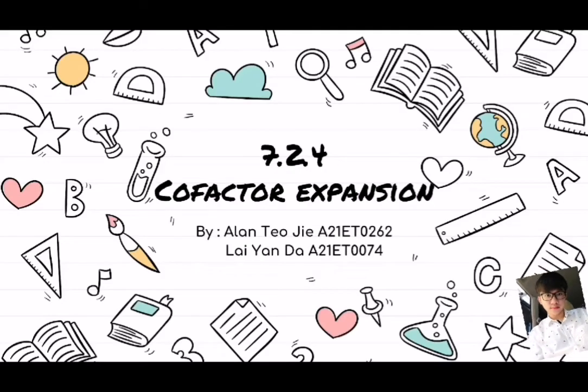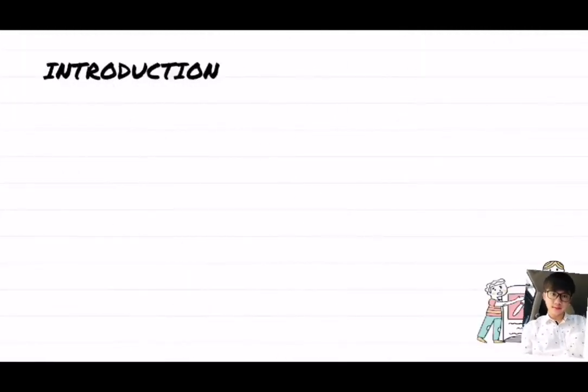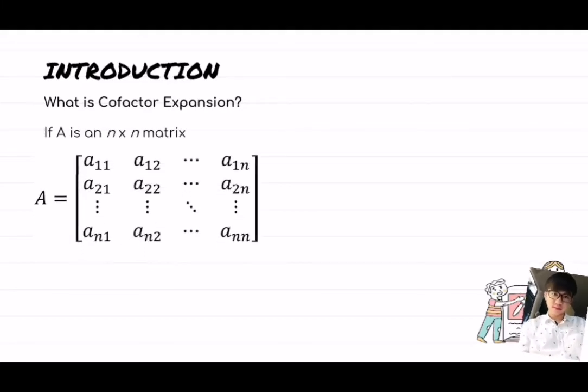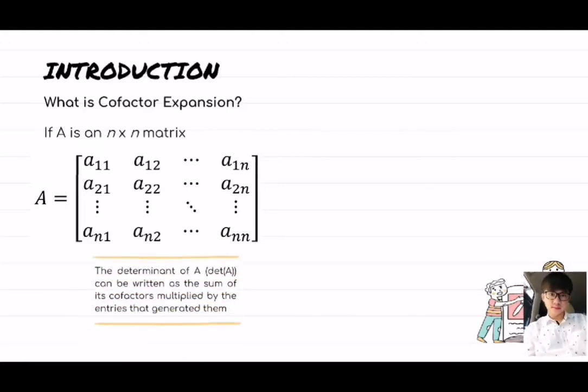So now, me, Alan, and Yenda, we discuss the cofactor expansion. This will make calculating determinant a lot easier. Okay, first of all, what is cofactor expansion? If A is an n times n matrix, also known as a square matrix, and given a matrix A which is A11 all the way down to Ann, the determinant of A can be written as the sum of its cofactors multiplied by the entries that generated them. So this is a general introduction on what cofactor expansion is.